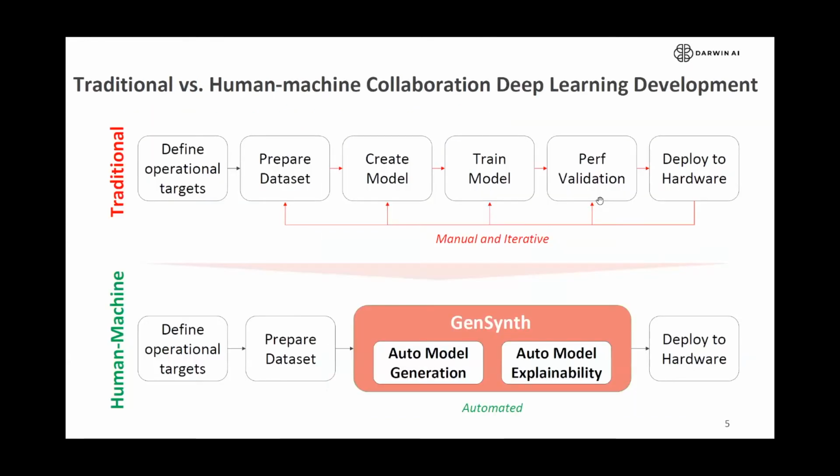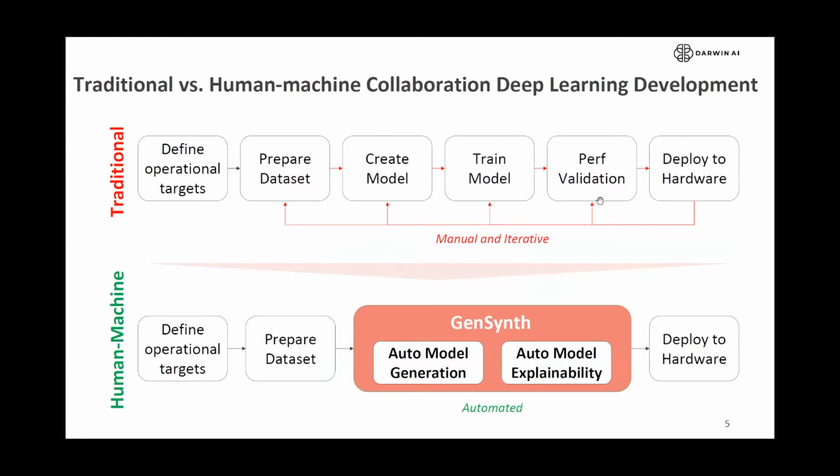And so most of you, those who've actually done deep learning development, are familiar with the traditional deep learning development cycle. First, you define your use case and your operational targets. I need to run on this hardware. It needs to achieve a certain level of accuracy. It needs to run this fast. Here are your power requirements. And once you've defined all that, you need to prepare your data set.